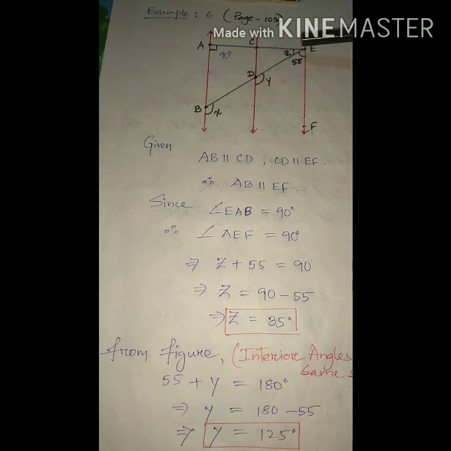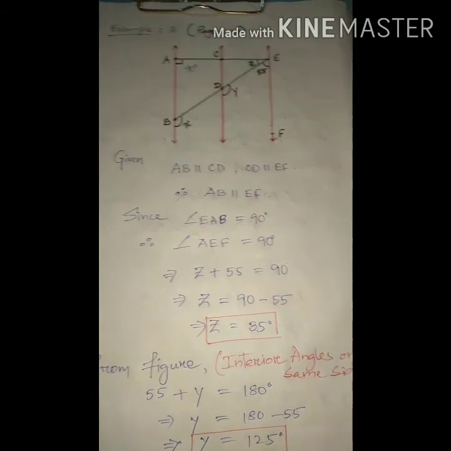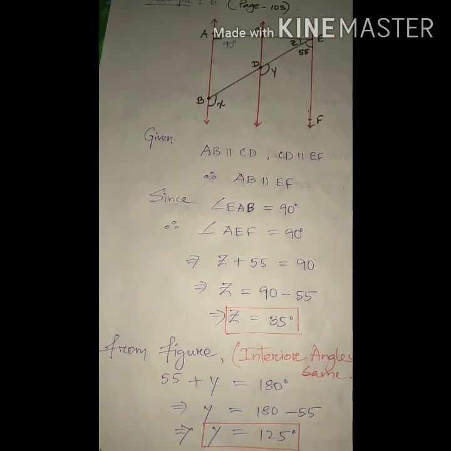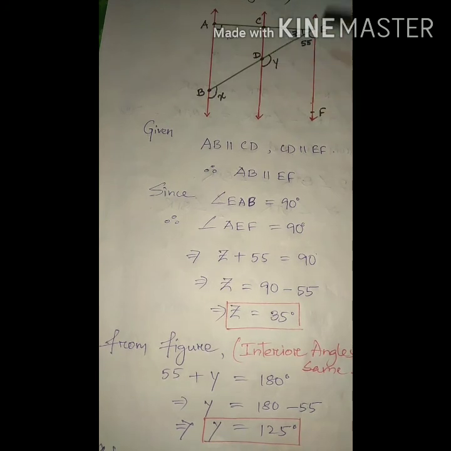If EB is a transversal, then if we consider the interior angles on the same side, the sum of the interior angles on the same side is equal to how much? We know 180 degrees. So that's why it is written here, interior angles on the same side. So y plus 55 degrees equals 180 degrees, and if you calculate from here, the y value we get is 125 degrees.